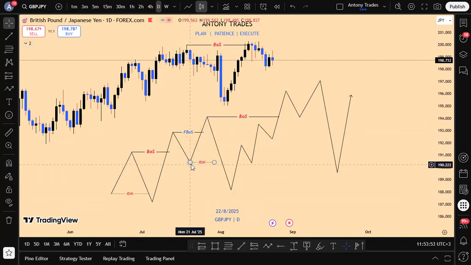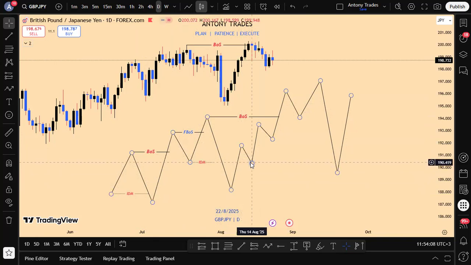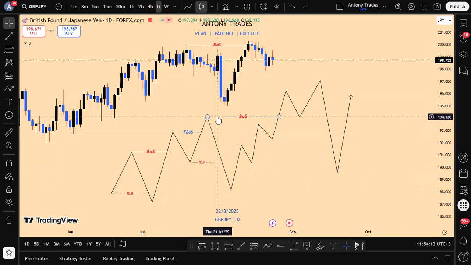The reason being, the major inducement is formed after the break of structure or the change of character, while the minor inducement is formed before the break of structure. For example, here you can see the market went up, pulled back. This is what you call a minor inducement. Went up again, never broke the structure, pulled down. This is also a minor inducement. Then pushed up and broke the structure here. So this becomes a valid break of structure since it has swept a major inducement on this area.